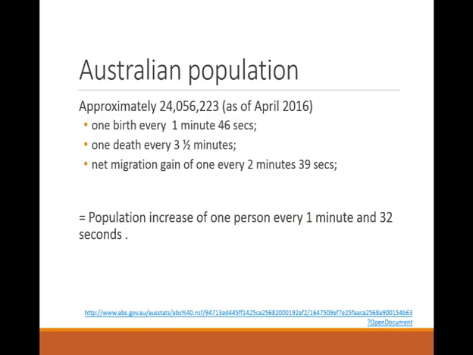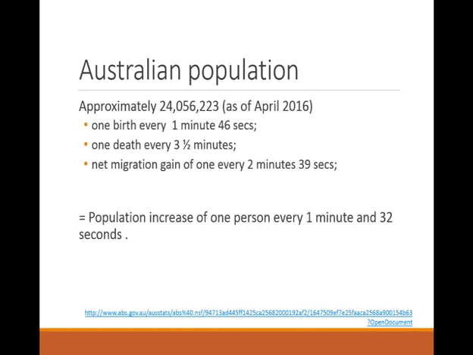So moving on, let's look at the Australian population. So how many people are there in Australia? These statistics are current for April 2016. So there's approximately 24 million people living in Australia, and you can go on to the ABS, and that link at the bottom of the slides will let you see the population clock ticking over and things like that.